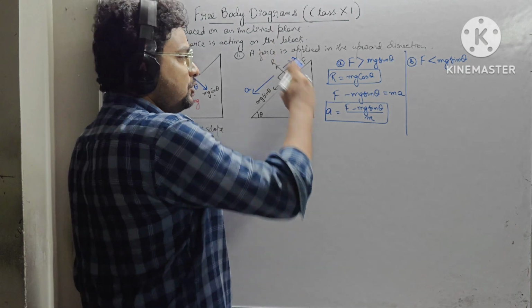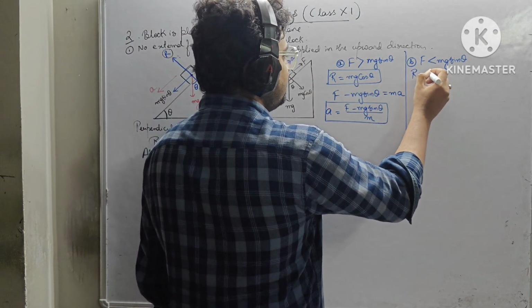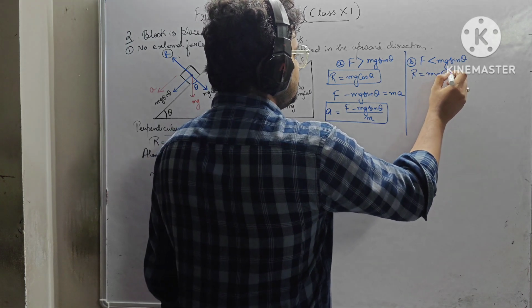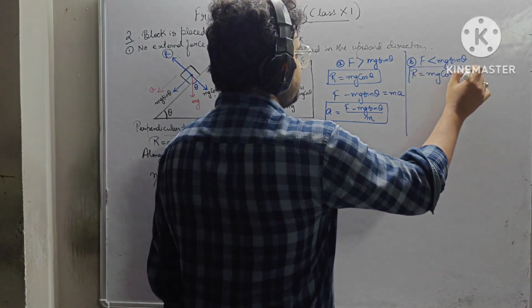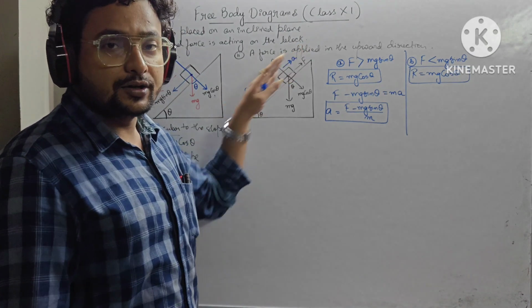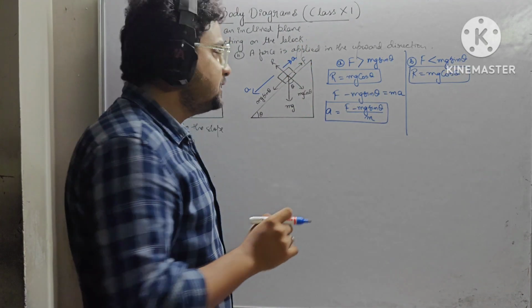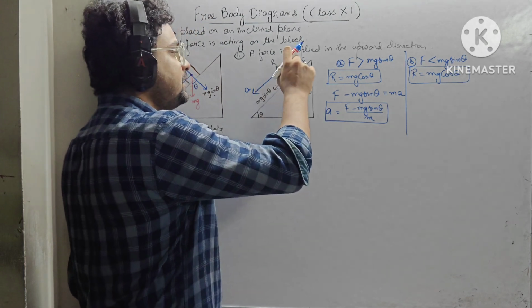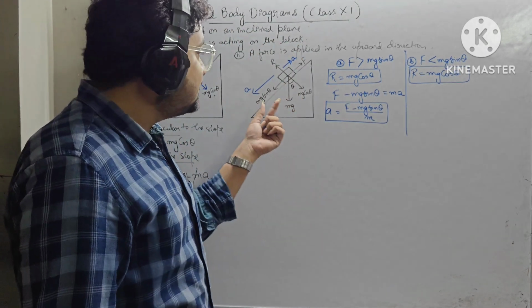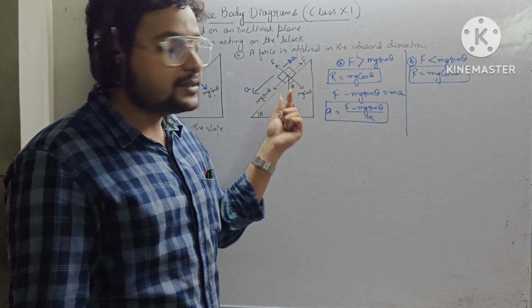In this case, vertical forces, no problem, there is no motion in the vertical direction, so R will be equal to mg cos theta. Along the plane, now also two forces are acting: mg sin theta and F. Which one is greater? Mg sin theta is greater. That's why the body is going down.